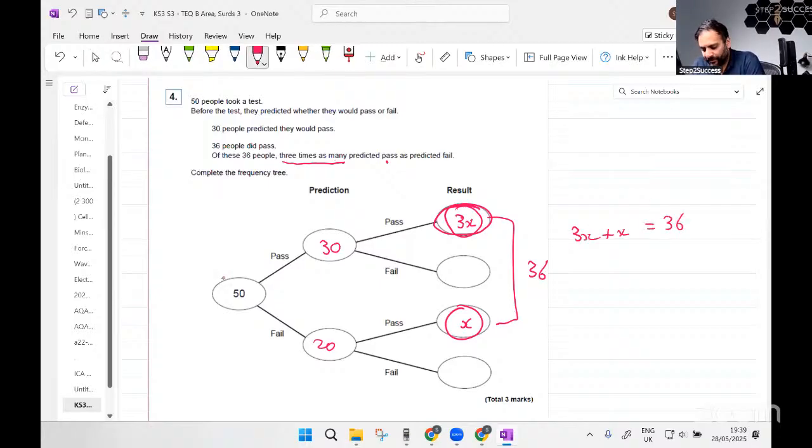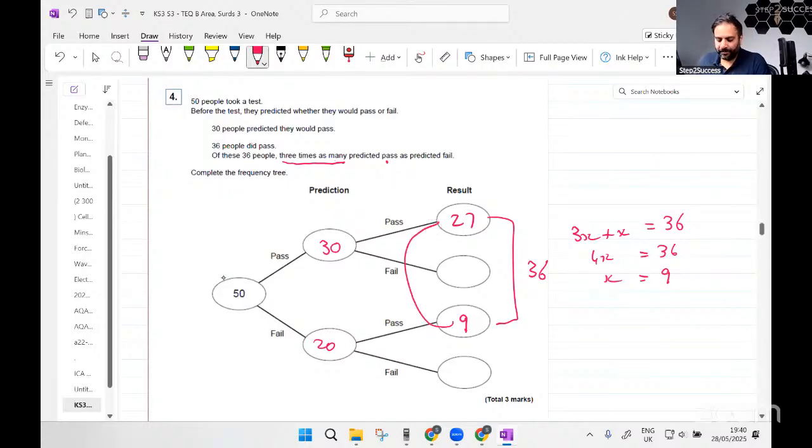This is how you use algebra to your advantage. 4x is 36, which means x is 9. That means this number here is 9, and this number here is 27. Because that way, 3 times as many predicted that they would pass. And they still add up to 36, these two numbers, because 36 people did pass. And now we can fill in the rest of them easily, because 30 people predicted that they would pass. 27 of them did pass, 3 of them failed. 20 people predicted they would fail. 9 of them passed. 11 of them failed.